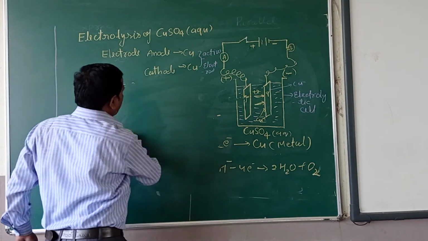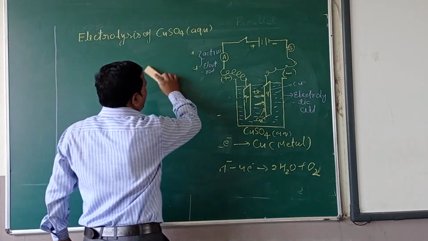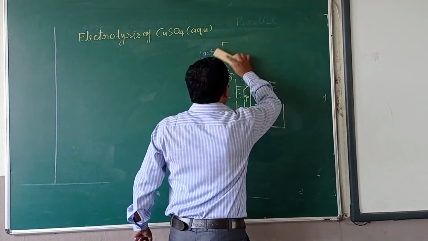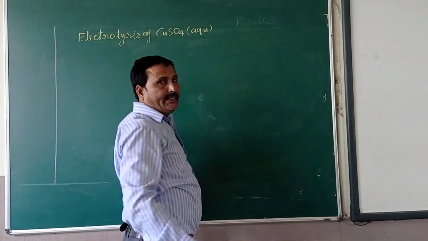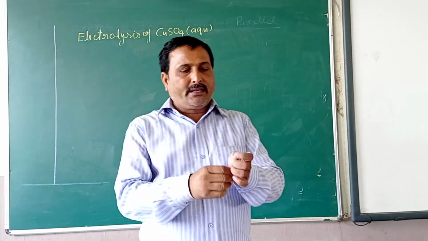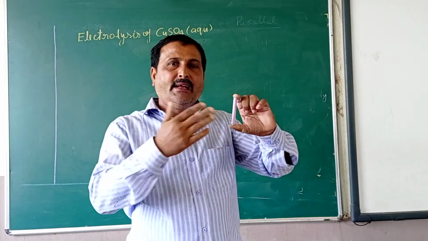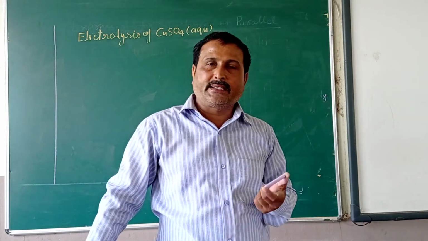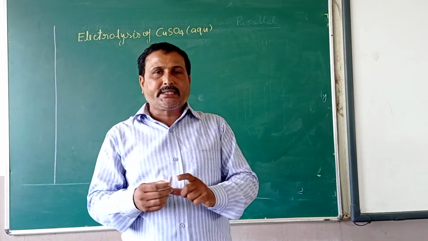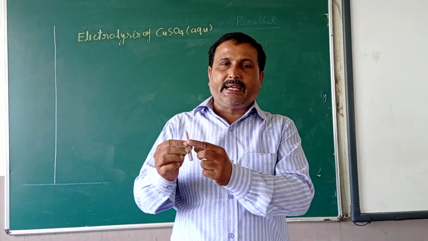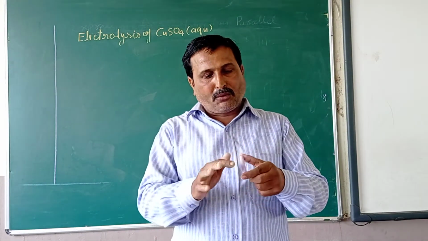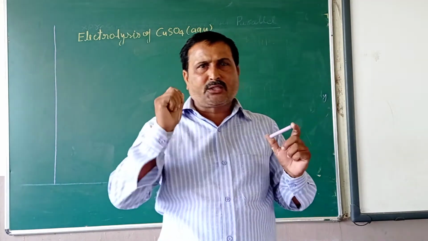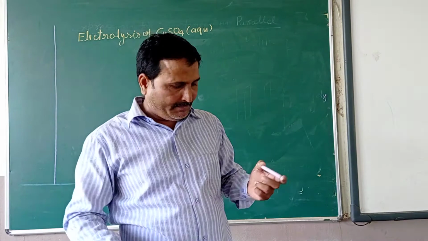Now electroplating. What do you mean by electroplating? The next topic is that the process of depositing a thin layer of superior metal over the surface of inferior metal by the process of electrolysis is known as electroplating. What I say? The process of depositing a thin layer of superior metal over the surface of inferior metal by the process of electrolysis is known as electroplating.